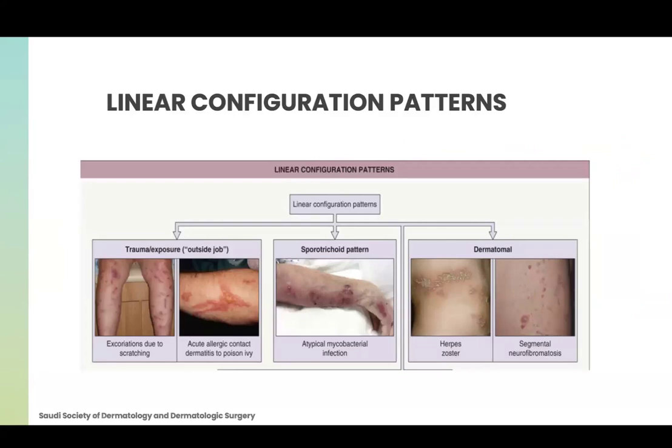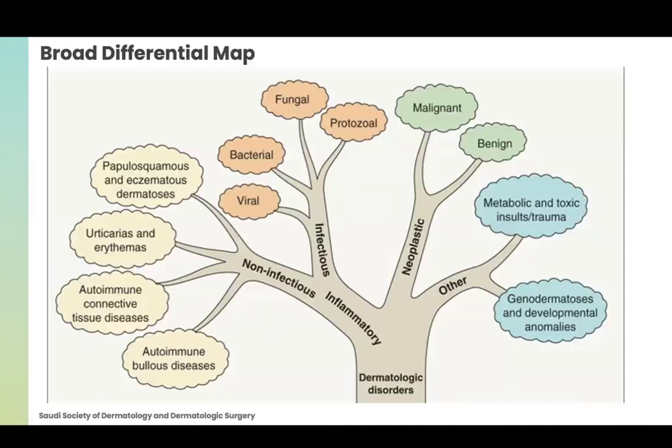So linear can be an outside job, like a trauma or excoriation or an allergic reaction, or it can be sporotrichoid, which is an infectious process. And sporotrichoid is a description for any rash that looks like a sporothrix spread, which is a fungal infection. And most of the time, whatever is looking like a sporotrichoid pattern is going to be an infectious process. And dermatomal, again, it can be herpes zoster, or it can be genetic, or a genodermatosis kind of pathology.